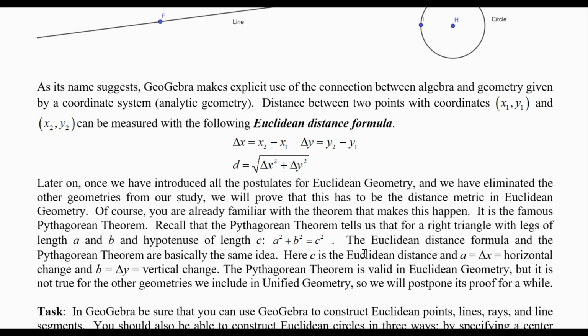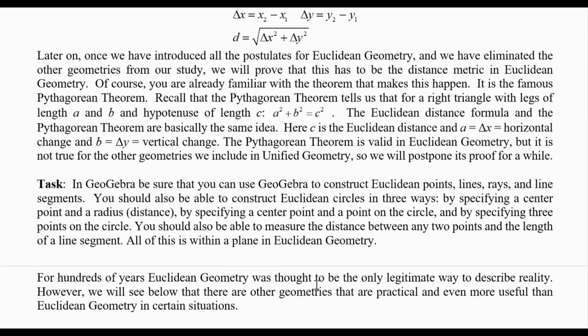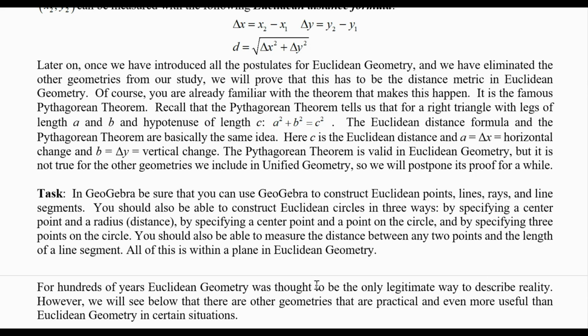Okay, so I've already illustrated this, but here's a task for you. In GeoGebra, be sure that you know how to use GeoGebra to construct Euclidean points, lines, rays, and line segments. You should also be able to construct Euclidean circles in three ways: by specifying a center point and a radius, a distance, by specifying a center point and a point on the circle, and by specifying three points on the circle. I didn't show you that one, but I bet you can figure that one out from the tools. You should also be able to measure the distance between any two points and the length of a line segment. And all of this is within a single plane in basic good old Euclidean geometry.